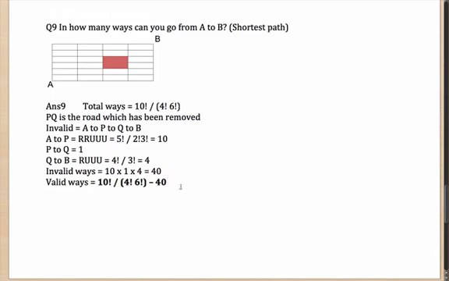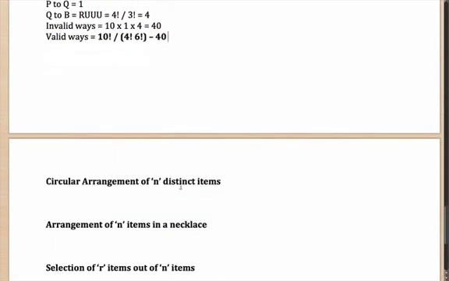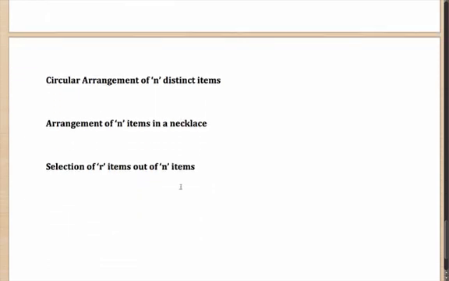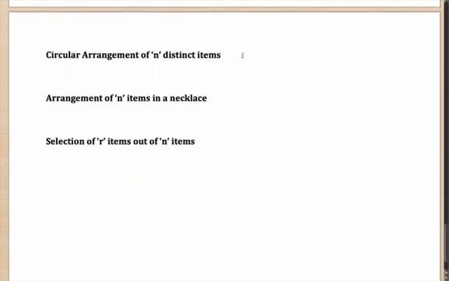Now let us look at a few other types of arrangements. What happens when you arrange n distinct items in a circle? Well, in a circle, it becomes (n minus 1) factorial. Why does it become (n minus 1) factorial? Because we need an identifier.